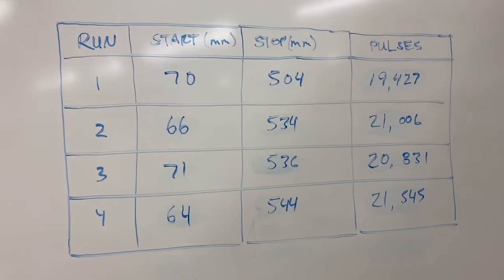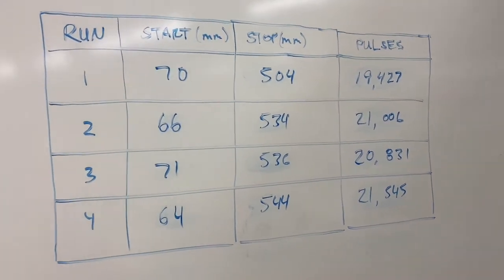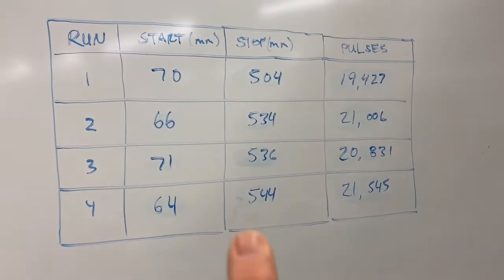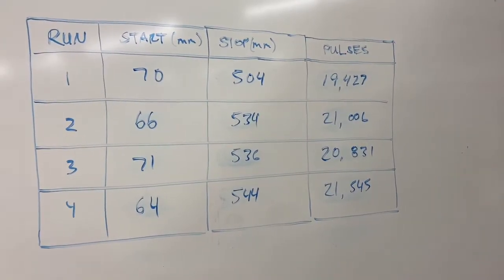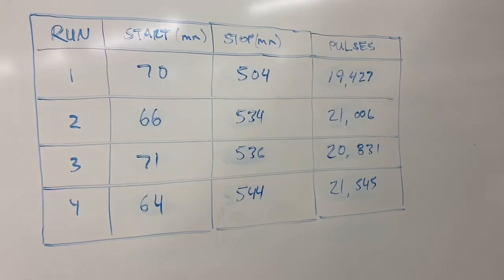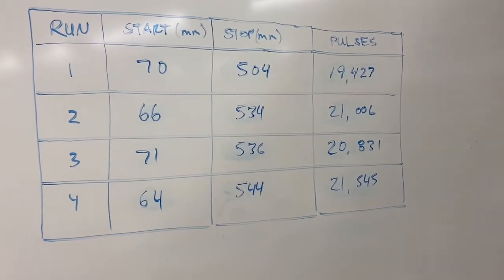So you'll need that. You'll need to go on and calculate your volume based on these start and stop heights, and the K factor for each run, and take the average. So following the lab procedure, it'll guide you through all that, but you have the data that you need now.